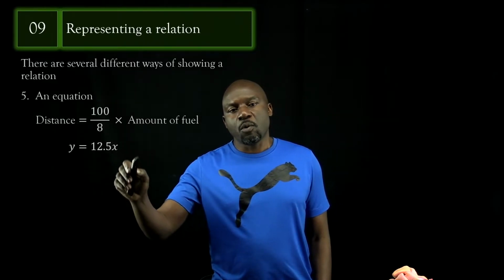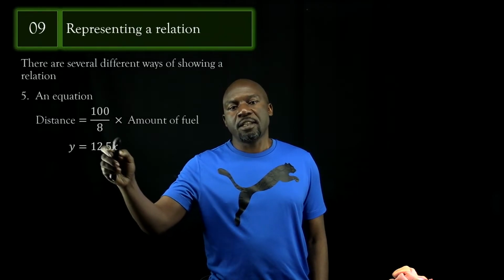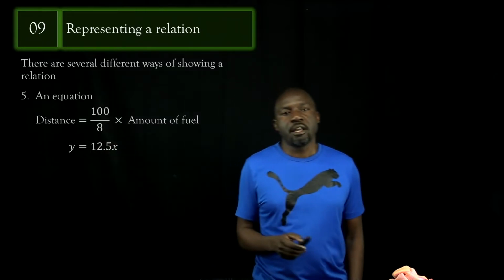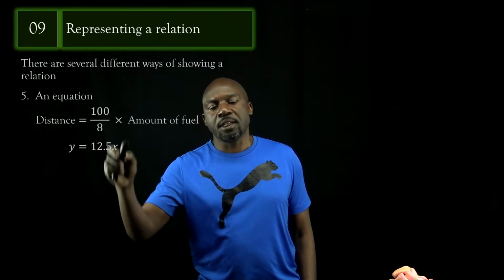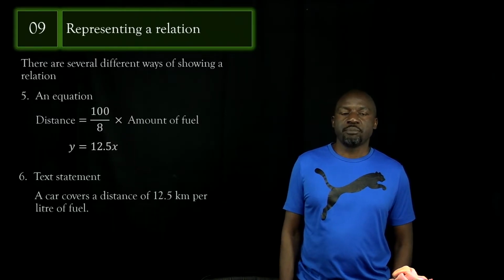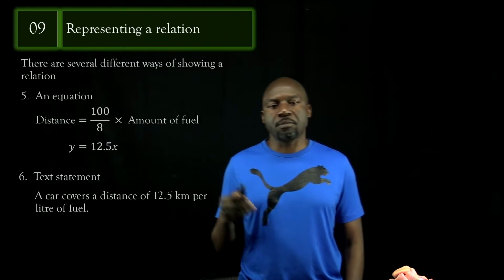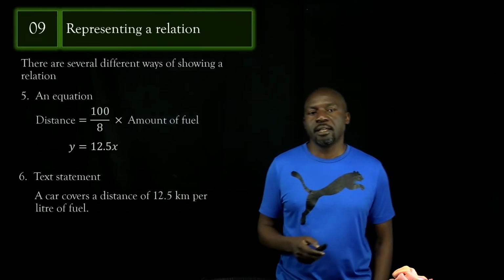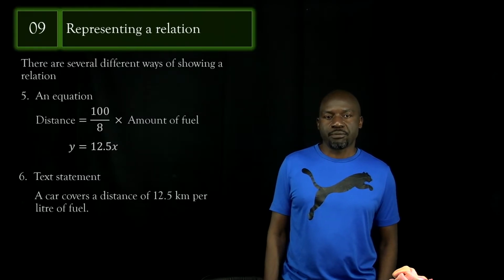So a mathematical equation can be used to represent a relation. Okay, y is 12.5x. So if I put 10 liters of fuel here, then I can travel a distance of 125. Okay, if I put 20 liters, I can travel a distance of 250. So using an equation is another way of representing a relation. And the last way of representing a relation is basically just a text statement. Okay, a car covers a distance of 12.5 kilometers per liter of fuel. That statement there is a statement that represents a relation between distance and amount of fuel.